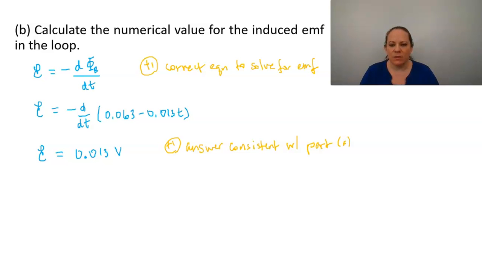And it was also important to note for this one that any sign on the answer was ignored.